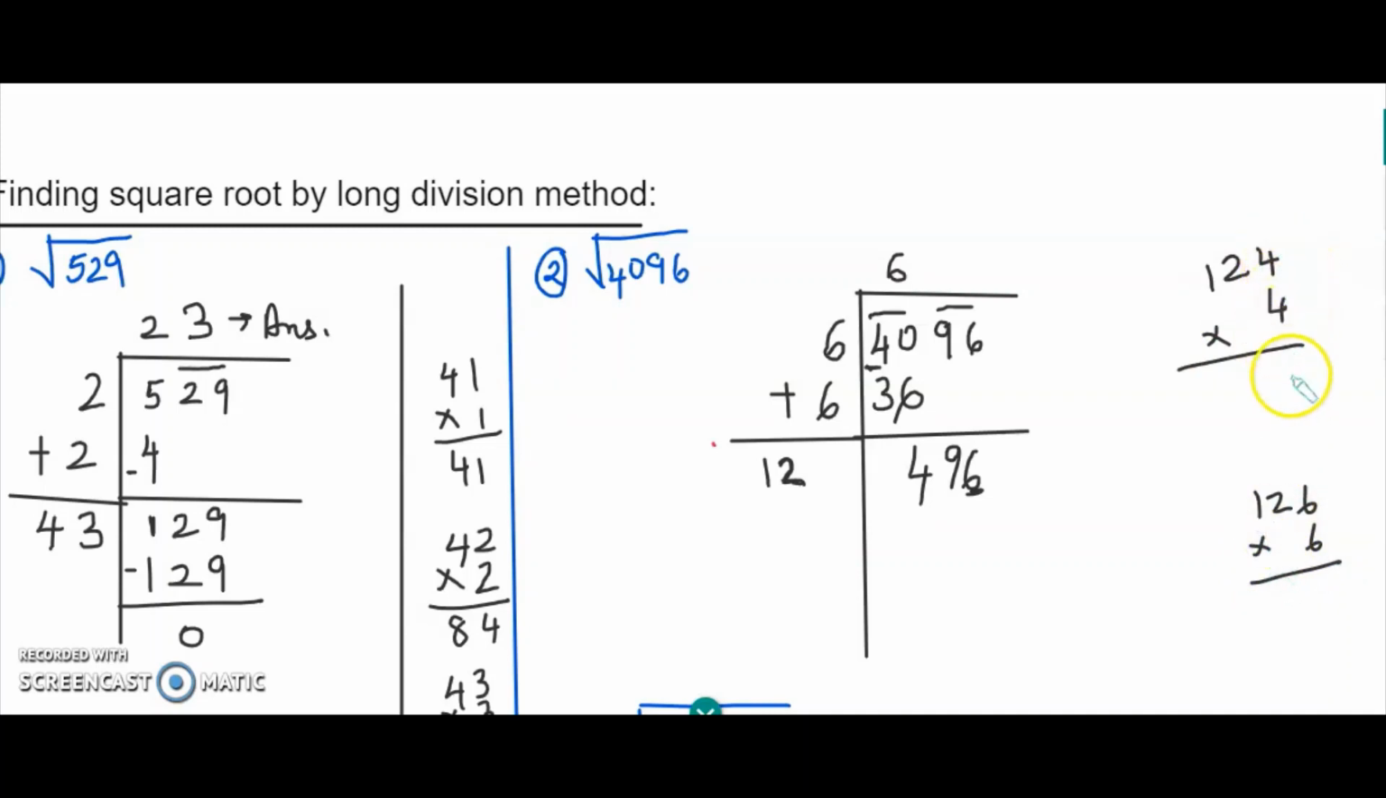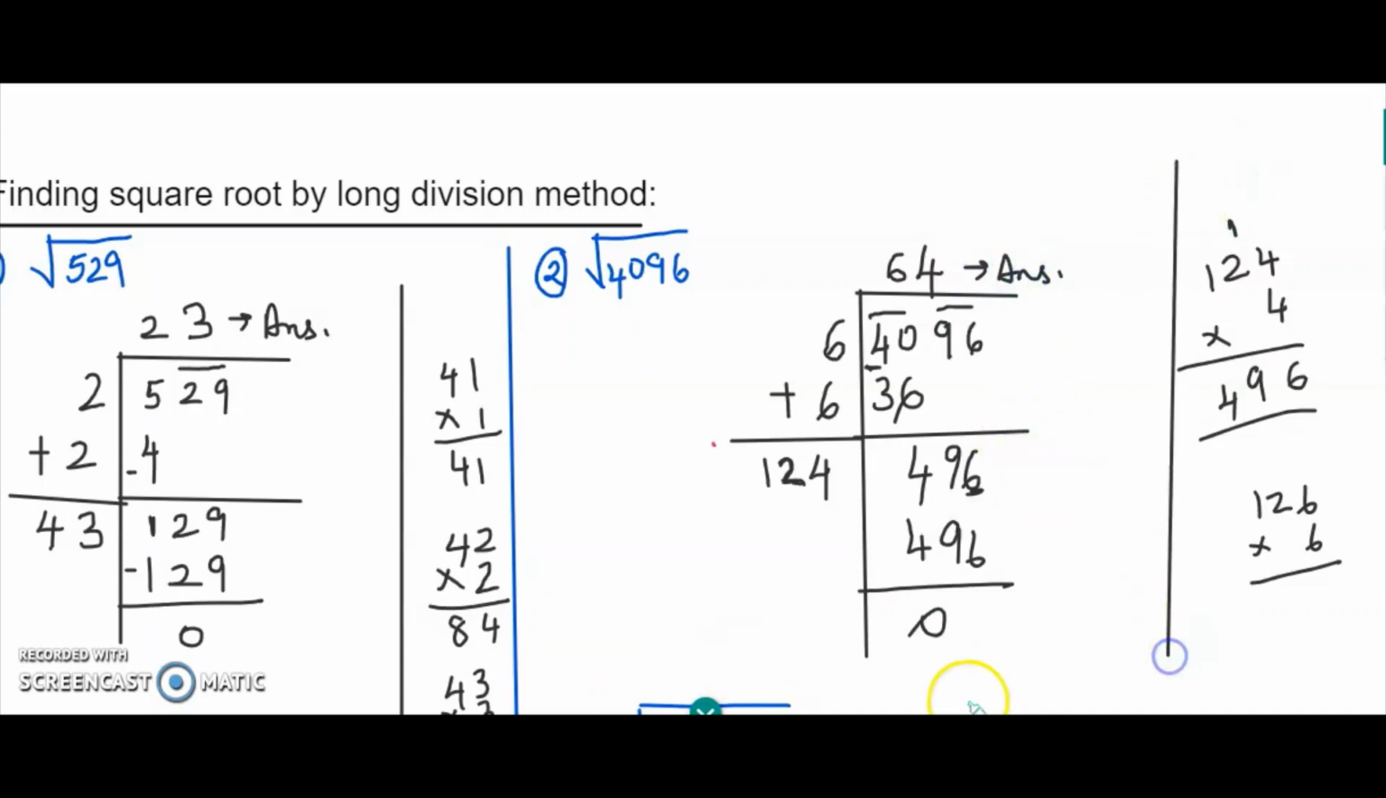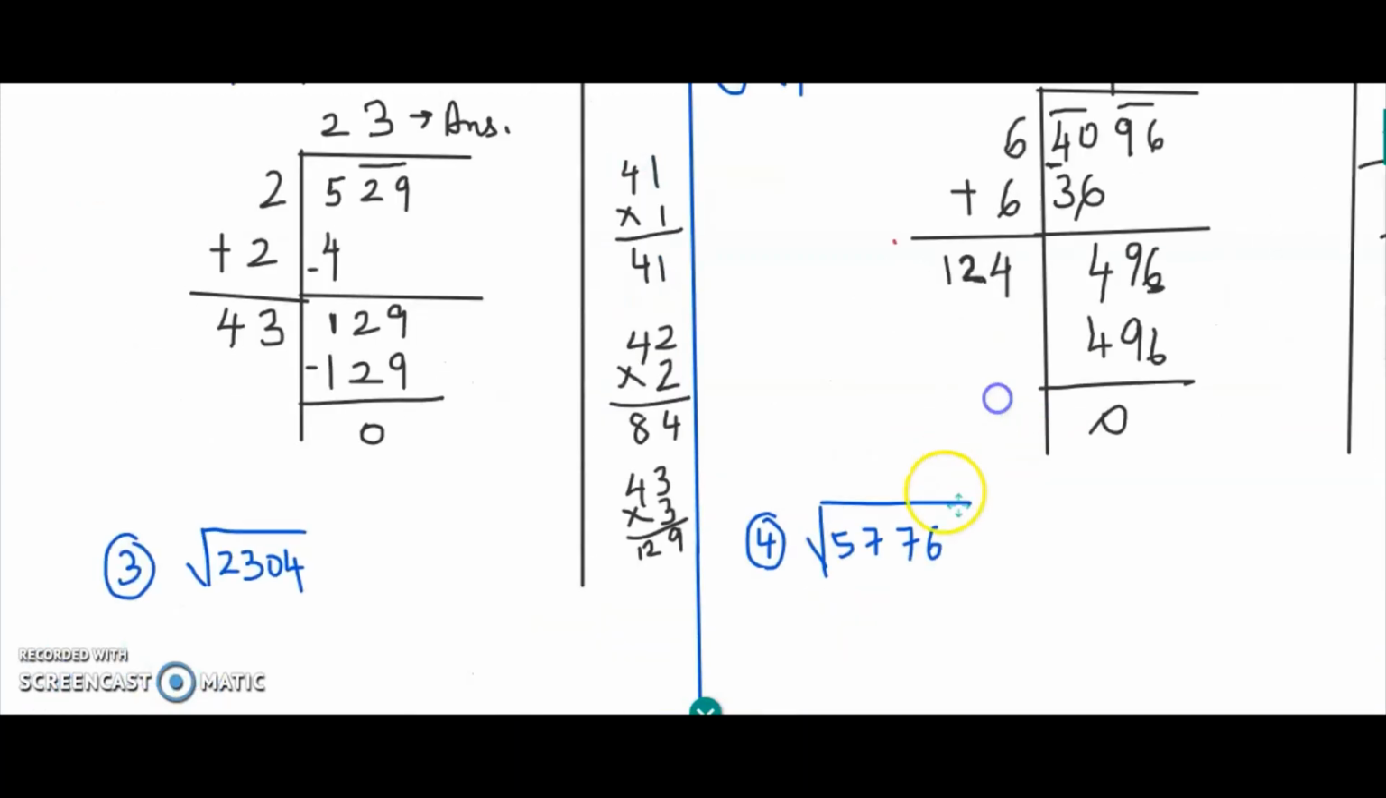Okay. So 4 fours are 16, 1. So it's a 9 and 4. So we got it, right? So it's 4 here and 4 here, and we get 4, 9, 6 and 0. So what's the answer? 64. Okay, correct. Next, let's take the next one.